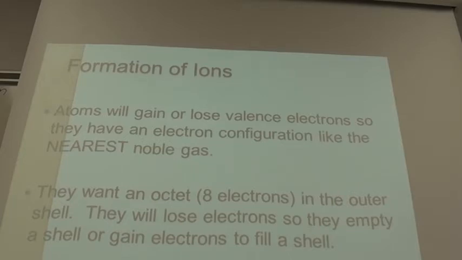So atoms will gain or lose electrons just so they look like a noble gas. And the way they look like a noble gas is to have the same electron configuration. They either want an octet, which is a fancy word for the number 8, or they want nothing in their outer shell. If they empty the outer shell, their valence electrons, the next lowest shell becomes the outer one. Let's work with these. I would like you to write the electron configuration for these 3 atoms right now.